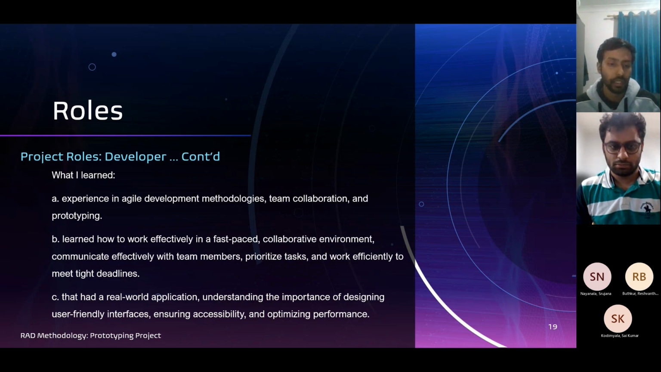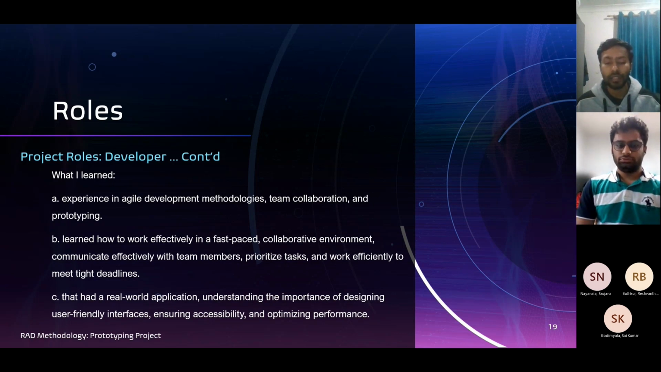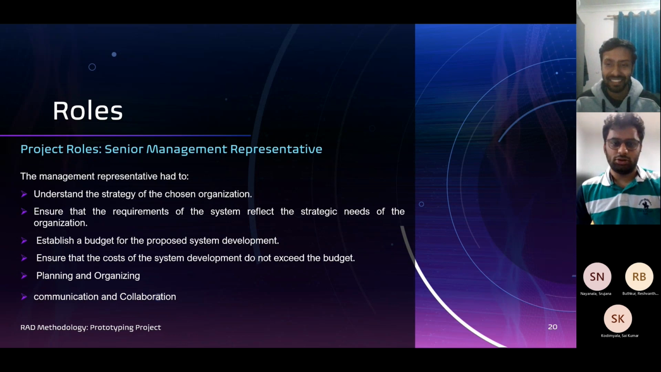Additionally, I worked on a project that had real-world application, understanding the importance of designing user-friendly interfaces, ensuring accessibility, and optimizing performance. The next role is senior management representative, which is explained by Venkatesh. Thank you, Walid.